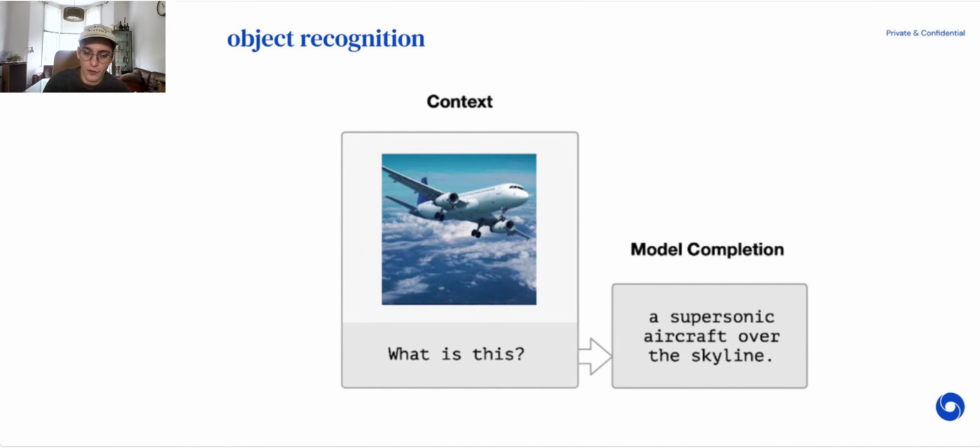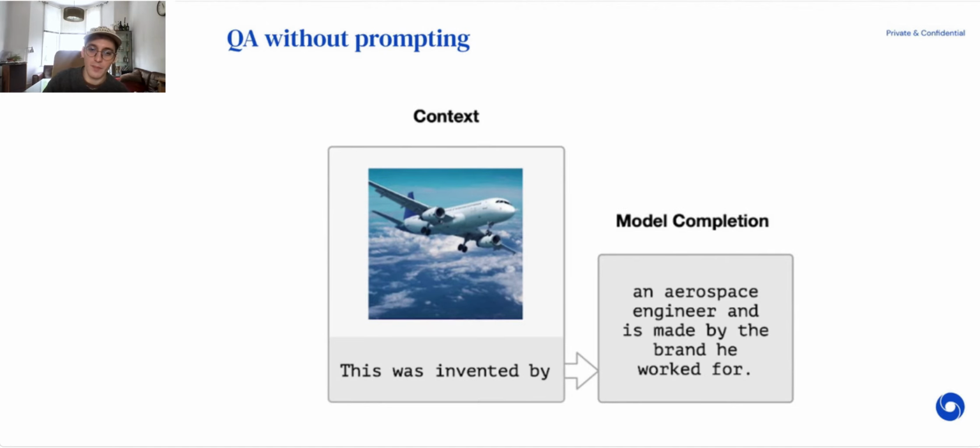And when we treat this as an object recognition task by asking, "what is this?" in the prompt, it tells us that this is a supersonic aircraft over the skyline. Not a great answer, because there's no skyline here and we don't have any reason to believe it's supersonic, but it is attempting to do object recognition. Cool. We know this model knows that it's an airplane. That's good to verify. And then when we ask it point blank who invented the thing in this image, it tells us in these really vague terms, again matching the Conceptual Captions data set format.